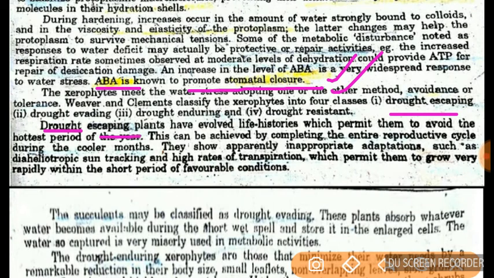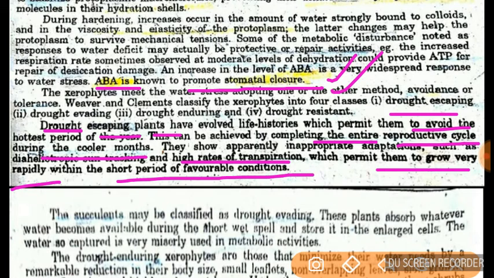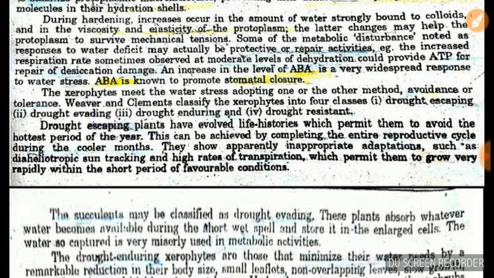First of all, drought escaping plants. What does it mean? Escaping means just flying away from this. They avoid the hottest part of the year and complete the entire reproductive cycle during the cooler months, when the weather is favorable. There is a high rate of transpiration and the growth is very rapid within a short period of favorable conditions. Then we will talk about the succulents.